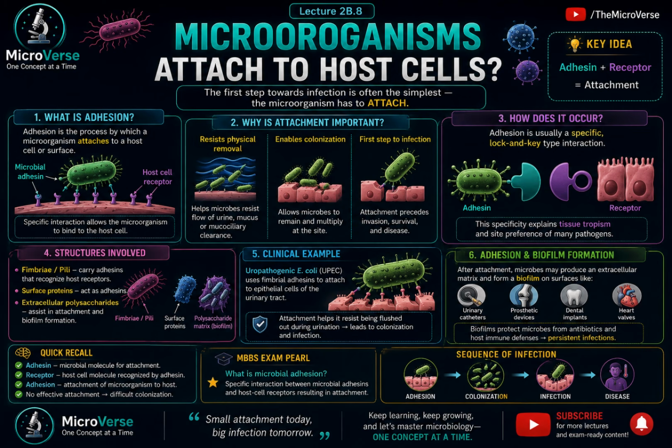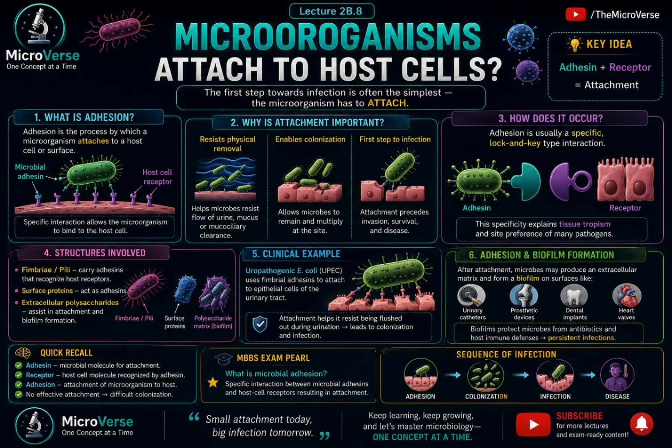So here we see the structures involved in adhesion. Different microorganisms use different structures for attachment. In many bacteria, fimbriae or pili can carry adhesins that help them attach to the host cell. Some bacteria also use surface proteins as adhesins. In addition, certain microorganisms produce extracellular polysaccharides that contribute to attachment and biofilm formation. So when you see the term adhesin, don't think of one particular structure. It is a functional term referring to a microbial molecule that participates in attachment to the host.